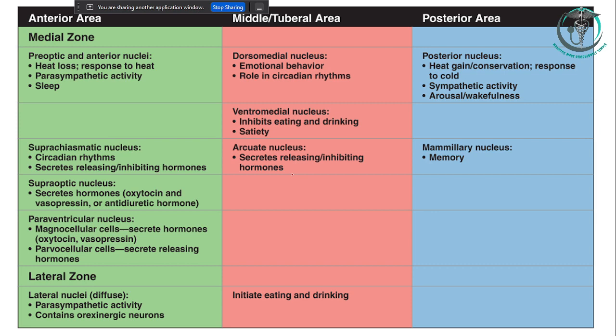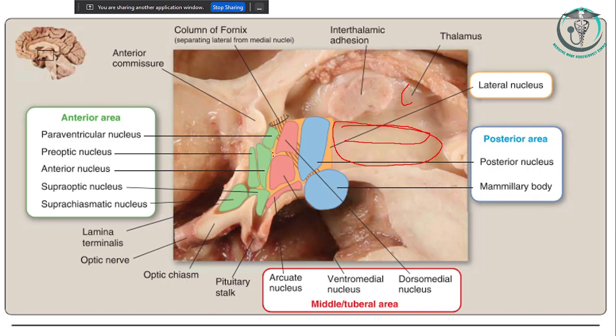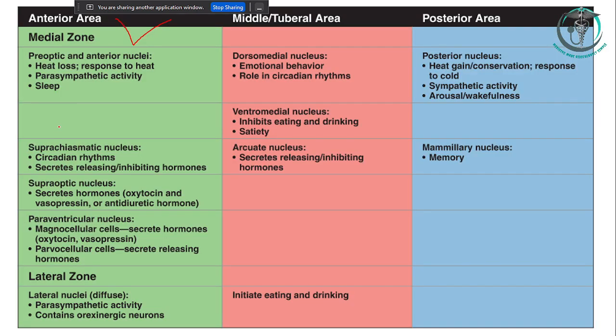Sorry, the one that is in blue, again, it is this one here. Okay, now this is very important. This is what I want you to memorize. From these nuclei, the one that is on the anterior, which is this one here, I want you to memorize these ones. Suprachiasmatic nuclei, it's a must know.